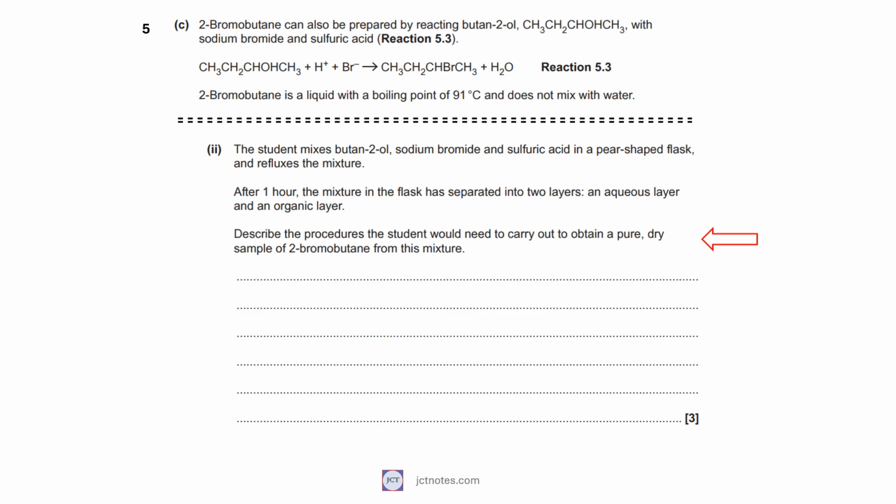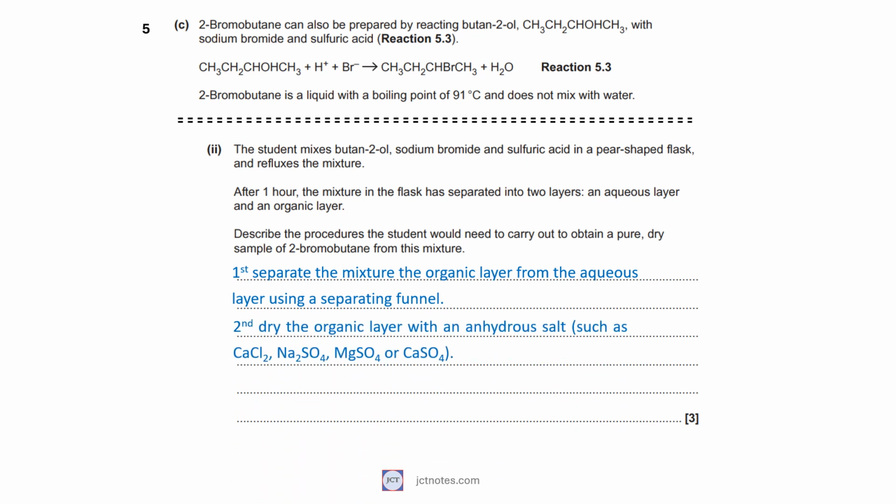This is a classic separation technique of immiscible liquids. First, separate the organic layer from the aqueous layer using a separating funnel. Note, as we don't know the densities, we cannot say which layer will be on top and which on the bottom, so don't specify. Second, dry the organic layer with an anhydrous salt, such as calcium chloride, sodium sulfate, magnesium sulfate, or calcium sulfate. Third, distill and collect the fraction at 91 degrees centigrade, the boiling point of 2-bromobutane.